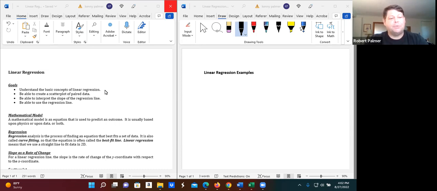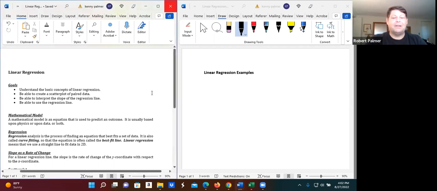From that, we'll also want to be able to create a scatter plot of paired data, which is going to help us then create what's called a linear best fit line. Be able to interpret the slope of this regression line or best fit line, then also be able to use this regression line to answer questions and help predict values.